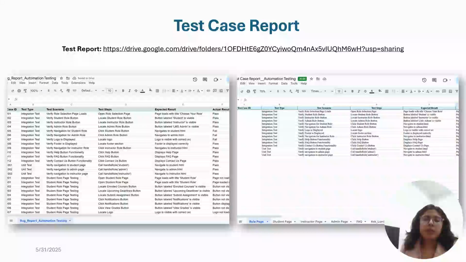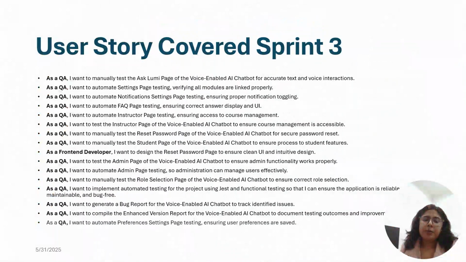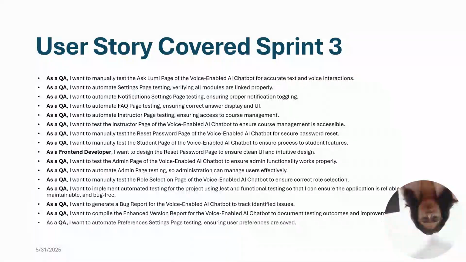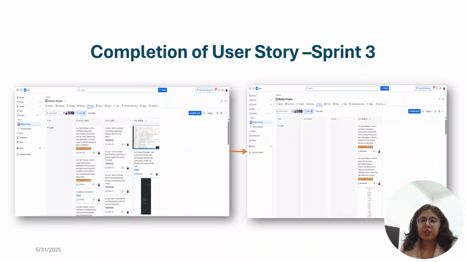Now here you can see that on the top I have given the test reports. So I have created the bug report as well as the test case report for the testing. In sprint 3 I have completed in total 40 user stories. Here I have mentioned all the user stories that I have covered throughout sprint 3.